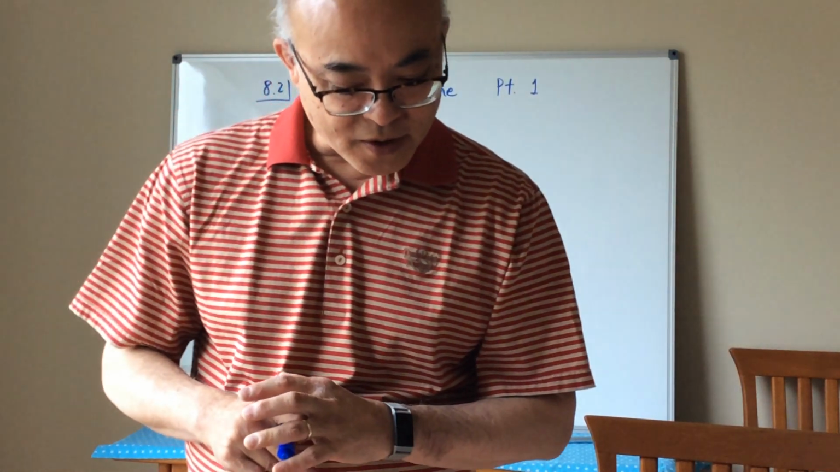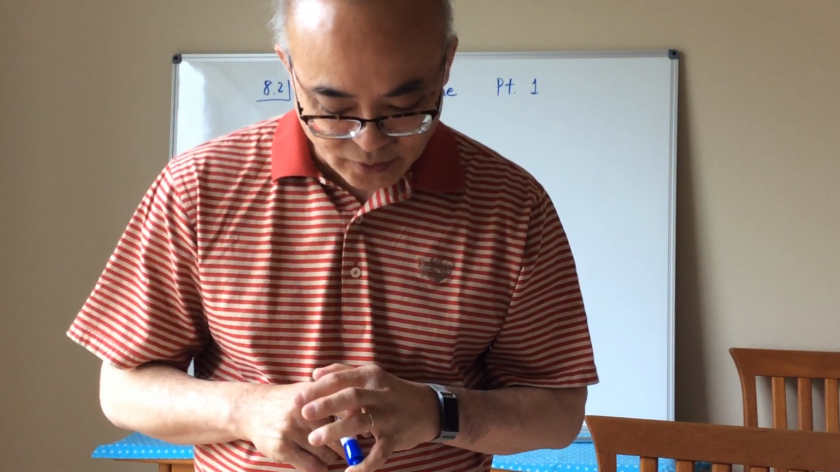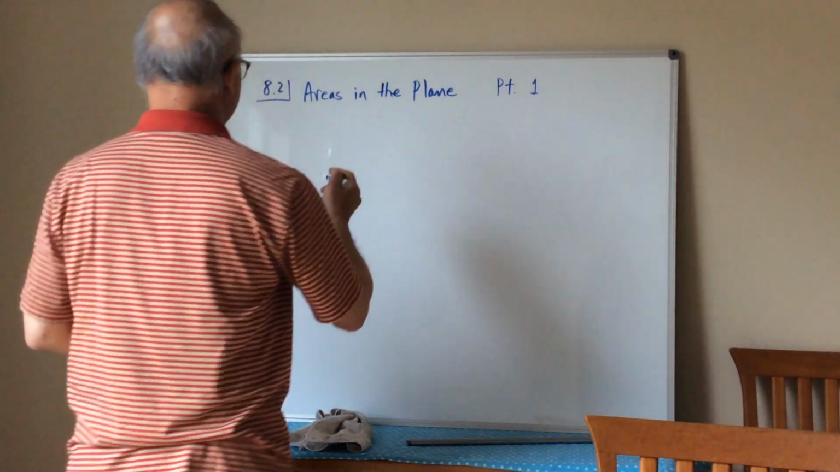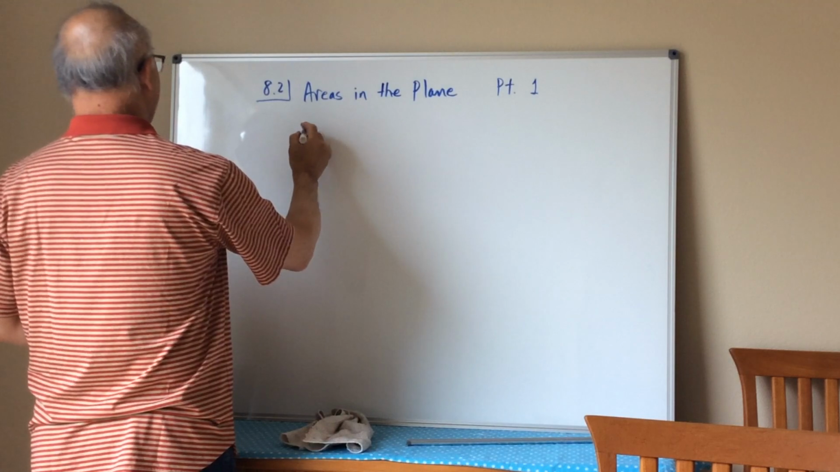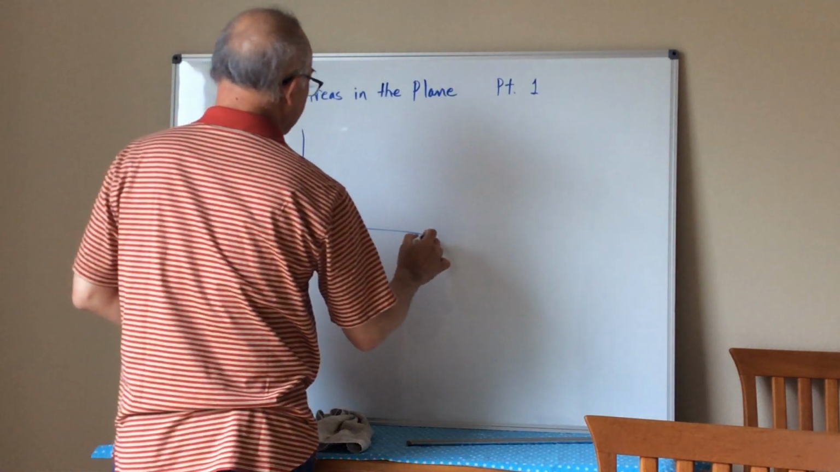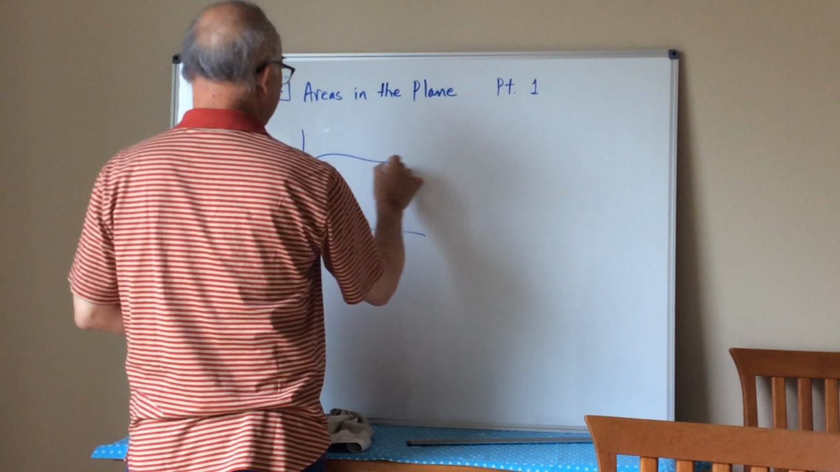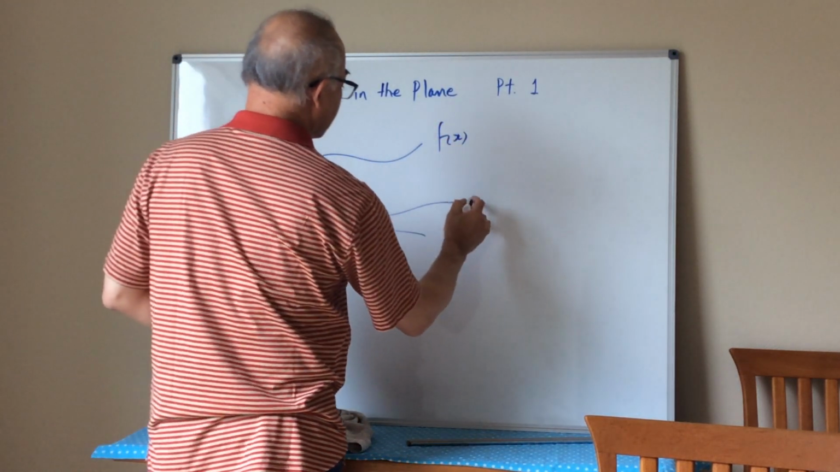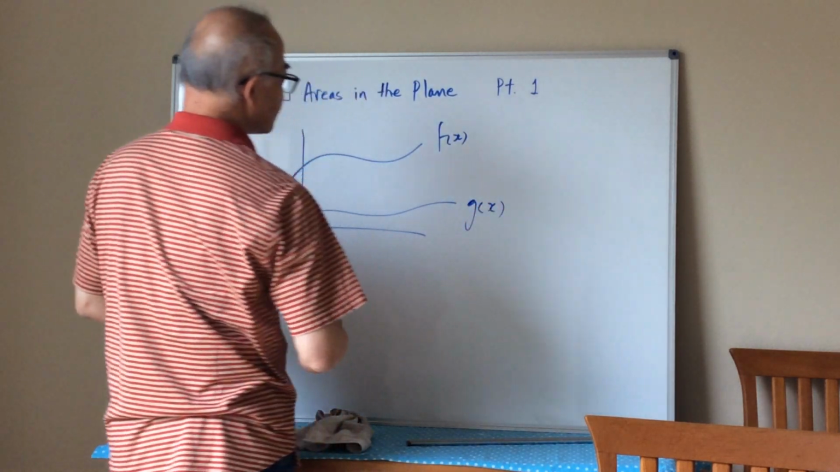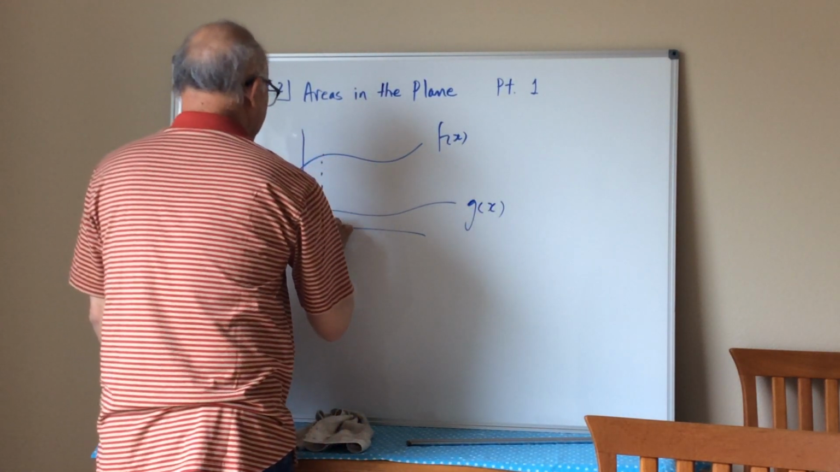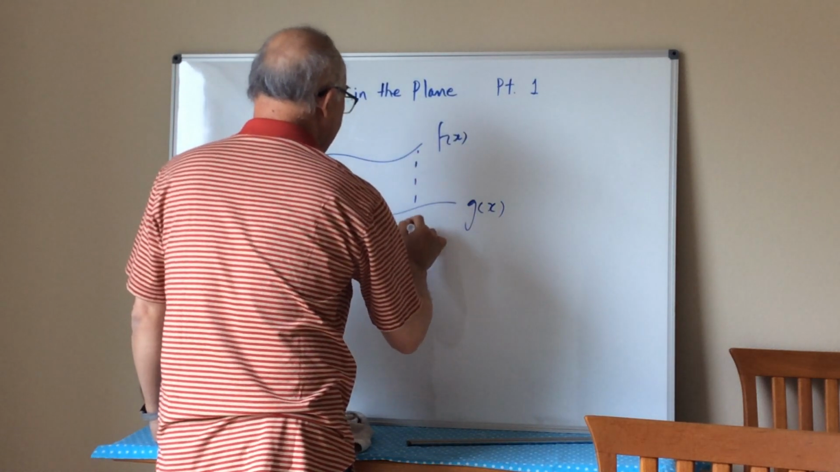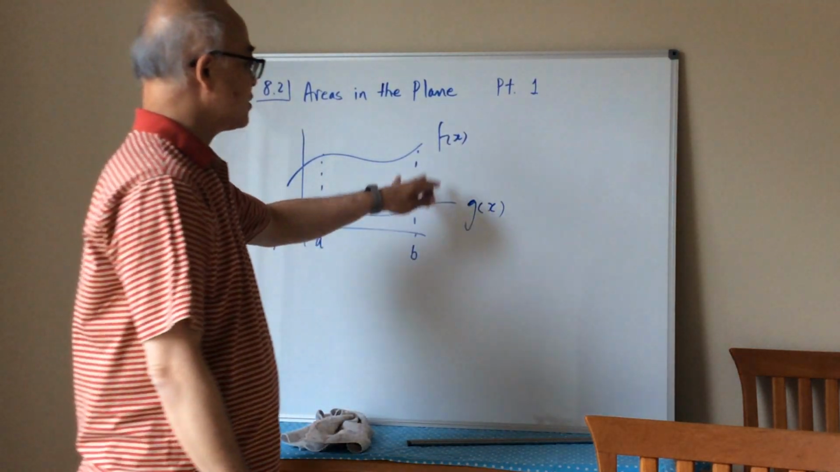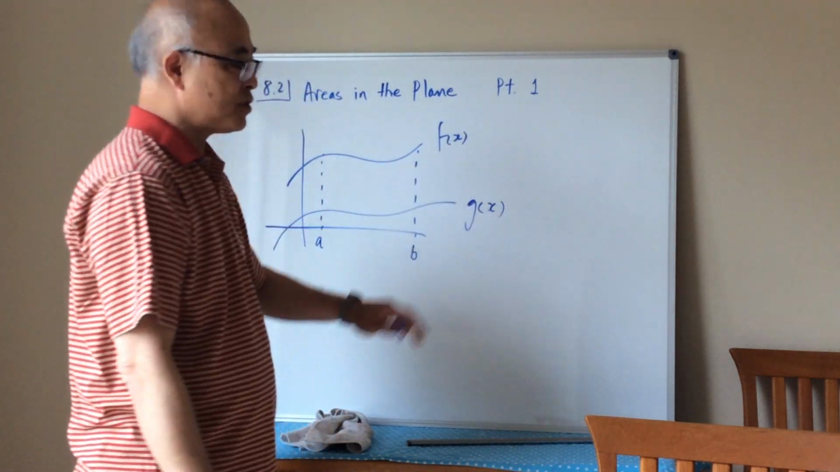Okay, so today we're going to talk about 8.2, areas in the plane. And in areas of the plane, we're going to talk about areas between the curves. So if I have a function f of x here, and a function g of x, notice that between the places we're looking at, from A to B, f of x is dominant to g of x. In other words, f of x is always going to be greater than g of x here.